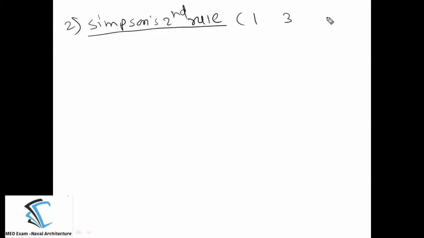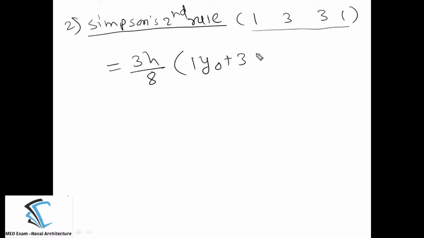Now coming to Simpson's second rule. In Simpson's second rule, you will have Simpson's multipliers 1, 3, 3, 1. So by looking at the multipliers itself, you will come to know that you should have a minimum of 4 ordinates. So the formula becomes: 3h by 8 into (1y0, 3y1, 3y2 plus 1y3).